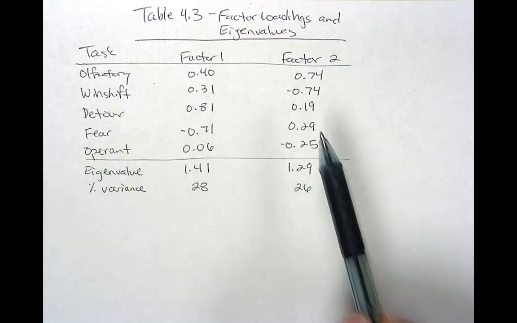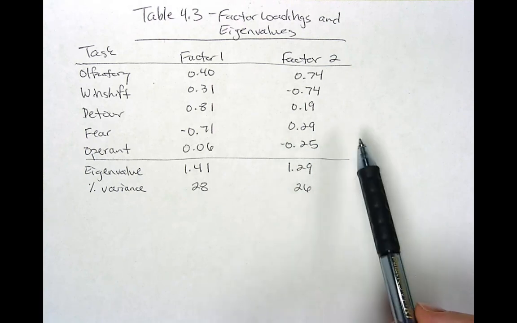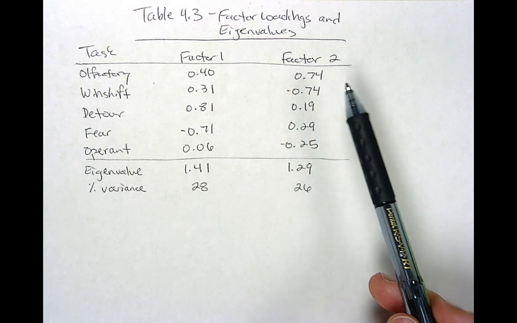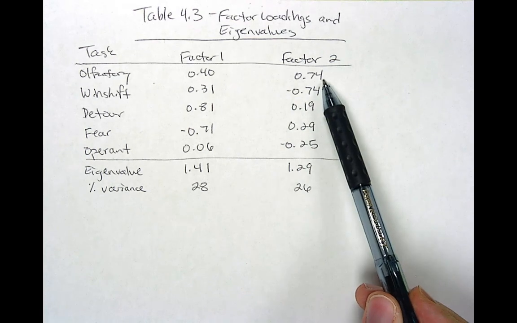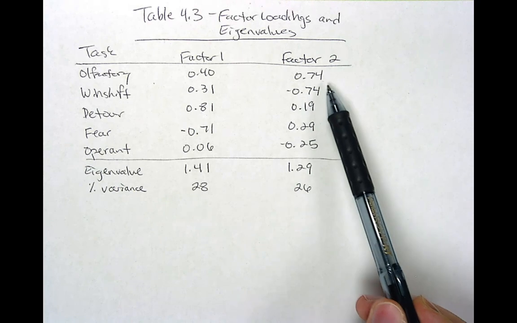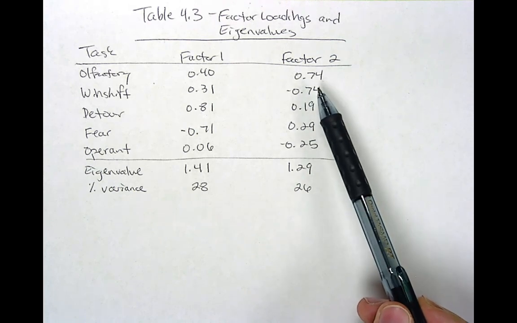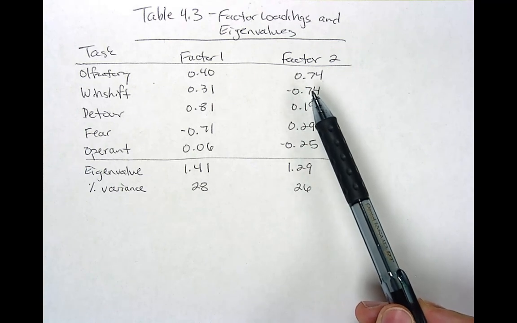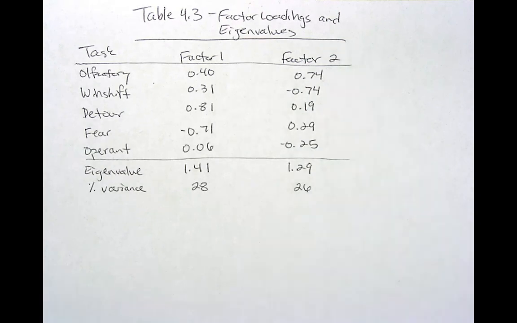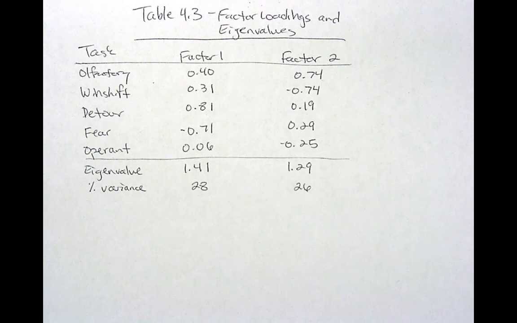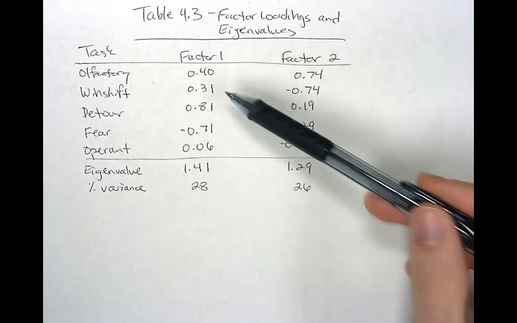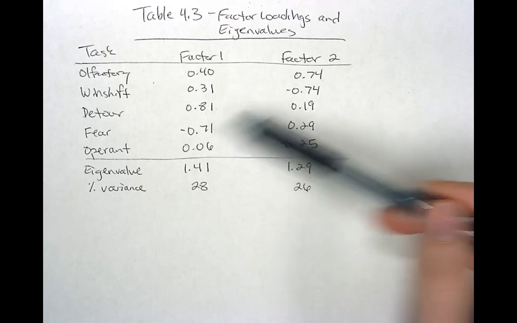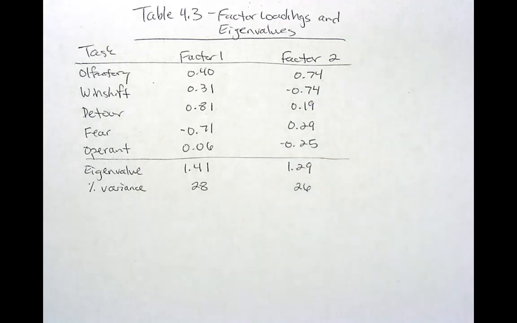Now let's look at factor 2. Let's look at the largest positive and the largest negative values. It looks like olfactory is the largest positive and wind shift the largest negative, both with 0.74. So we can say that factor 2 is the olfactory versus the wind shift factor. Now, how exactly we decided on just two factors and how we measured that will be discussed later on in another video. But for the purposes of this video, it's good to at least be able to tell by looking at the high and low values what each factor essentially is.